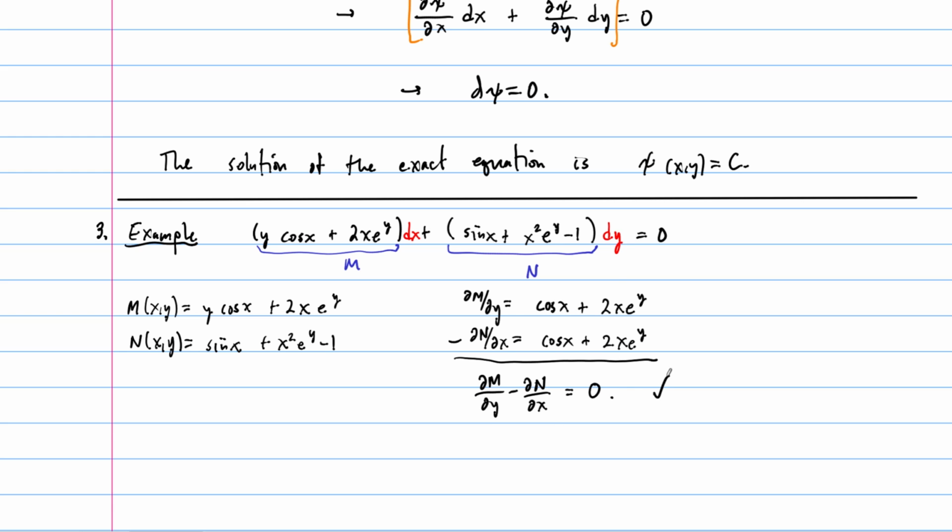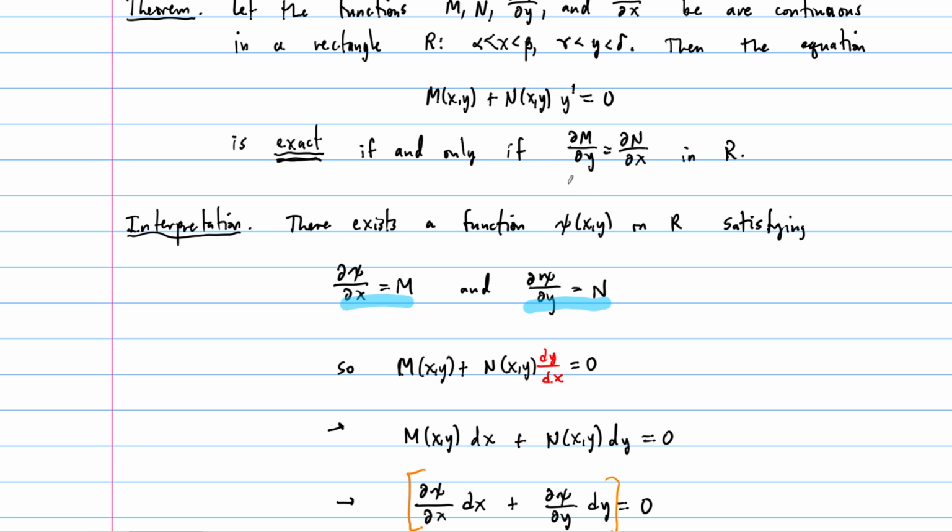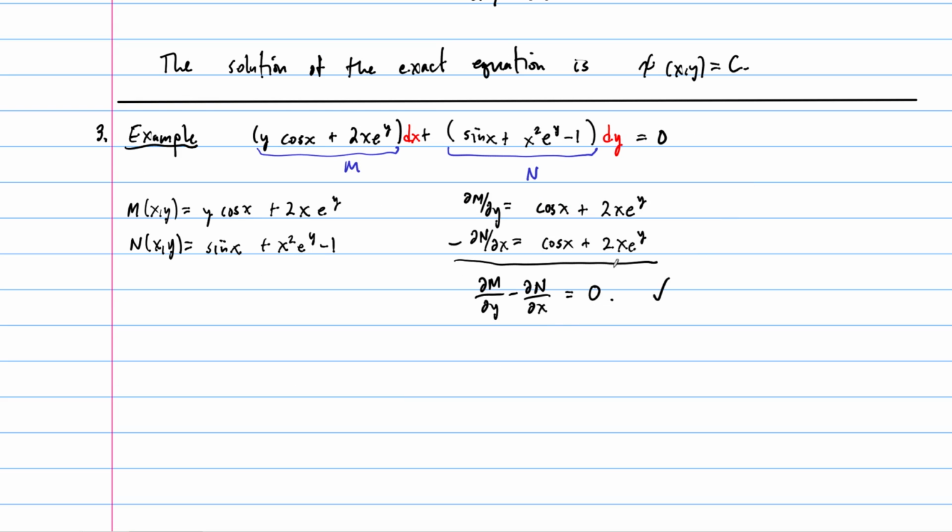And so this is the criterion. This is the same exact thing as saying what our theorem said, right? That dM/dy equals dN/dx. Right? If their difference is 0, then they're equal. So that's it. So this means that our equation is exact. All right, so that's what you guys should have done before you came back from the break there.